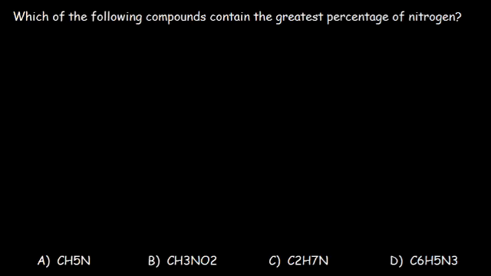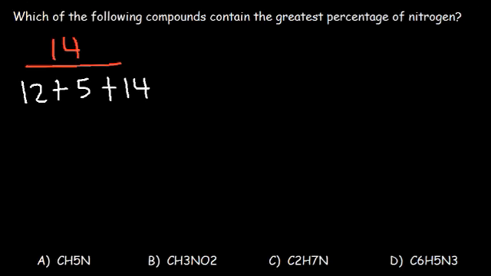Let's try this example. Which of the following compounds contain the greatest percentage of nitrogen? So we've got to find the mass percent of nitrogen for each of these choices. Let's start with the first one. We have the mass of 1 nitrogen atom divided by the total mass for CH5N. So we have a carbon, which is 12, 5 hydrogens, which has a mass of 5, 5 times 1 is 5, and the nitrogen is 14. To save space, we're going to add the 100% later. So 12 plus 14 is 26, plus 5, that's 31. So this is 14 out of 31.